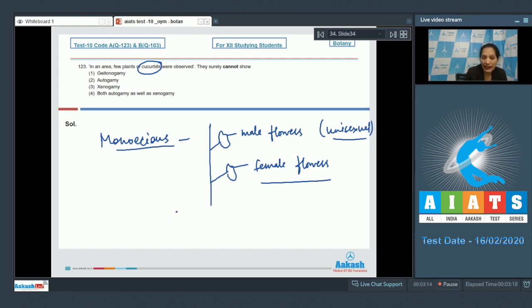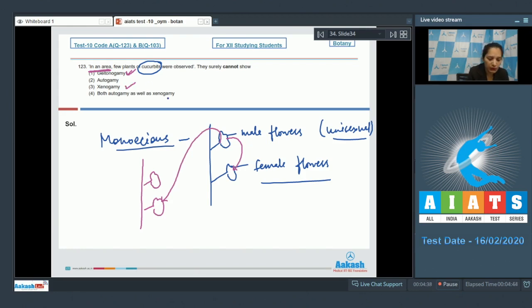Now, they surely cannot show. They can show geitonogamy. How? Because geitonogamy is transfer of the pollen grains from one flower to another flower on the same plant. So geitonogamy can happen. Third option, xenogamy. Xenogamy is transfer of pollen grain from one plant to another plant. Yes, because in that area few plants are of cucurbits, then on another plant definitely the pollen grains can move. So xenogamy is also possible.